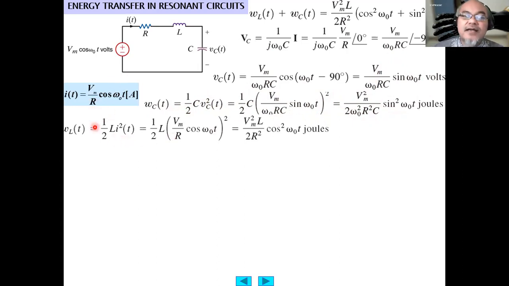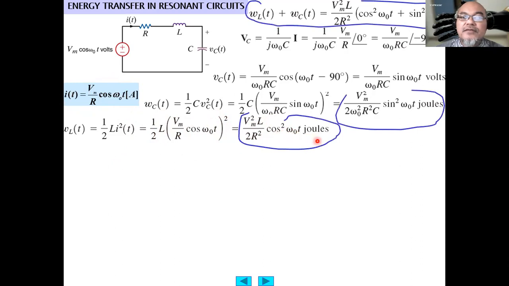At the inductance, on the other hand, the energy stored is half L i squared(t), from the inductance law. It equals half times L, with the current inserted from this value, Vm divided by R cosine omega 0 t, squared, which equals Vm squared L divided by 2R squared cosine squared omega 0 t joules. So the total stored energy is WL plus WC(t).